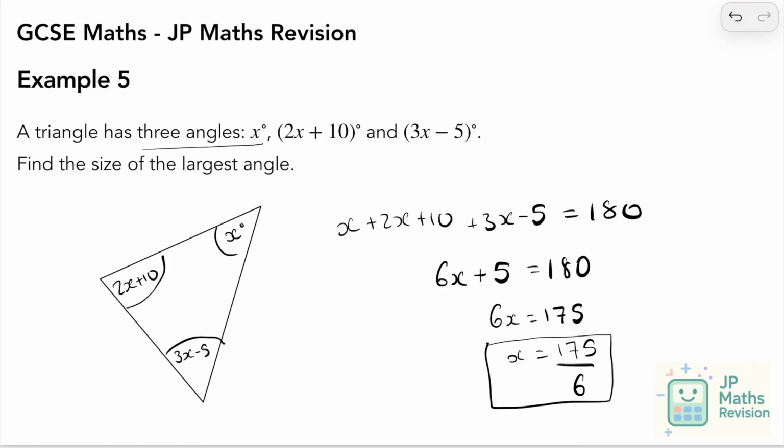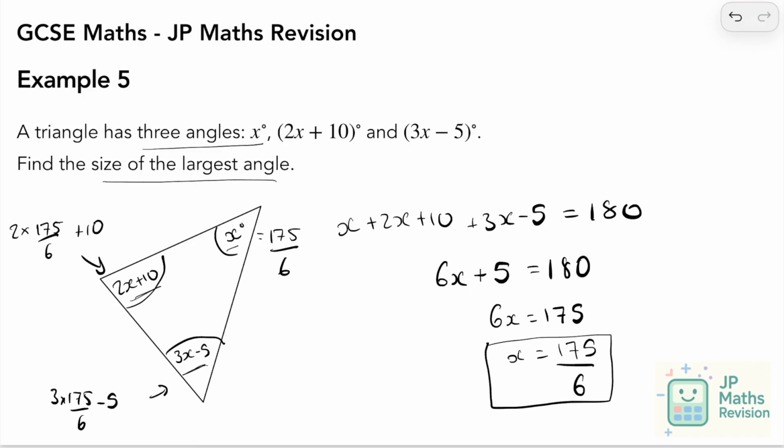It wants us to find the size of the largest angle. So looking at these 3 angles, we have x, 2x plus 10 and 3x minus 5. If we evaluate what each of these angles are, x is going to be whatever 175 over 6 is. This one over here is 2 times 175 over 6 plus 10. And this one over here is 3 times 175 over 6 minus 5.